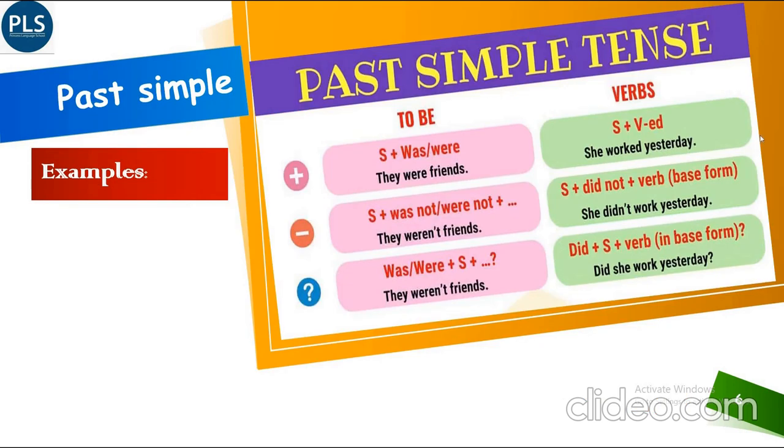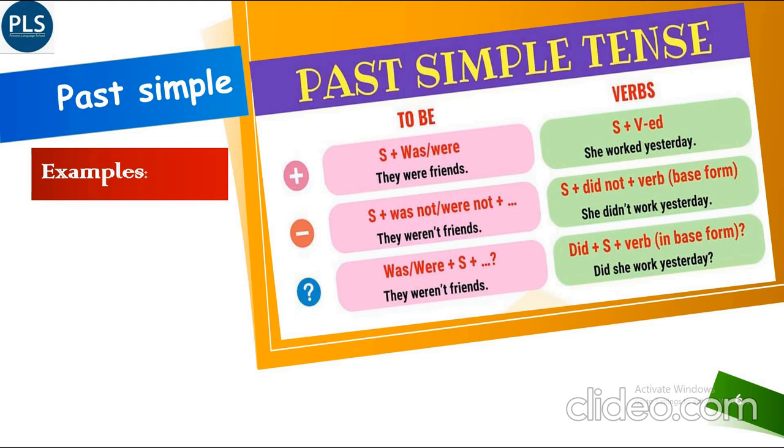And now let's take a look at our third lesson for this unit. And this lesson is the past simple tense. And we already know that we use the past simple tense to talk about an action that happened in the past and finished. It's not happening now, it's not happening anymore, it's finished. Now let's look at the examples to get the form of the tense.